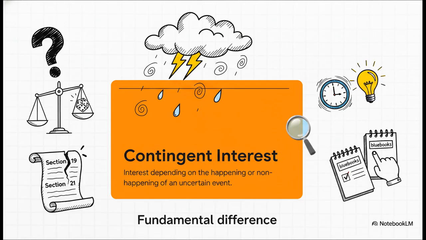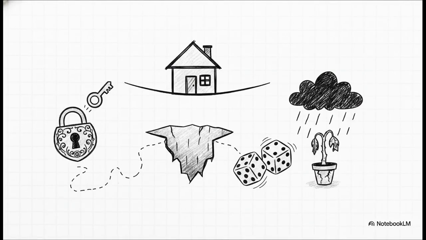Under Section 19, we spoke of a certain event. But here, under Section 21, the entire legal right hinges on an uncertain event. It's essentially a game of chance. If the event doesn't happen, the interest simply evaporates into thin air. Note down these exact features. Subject to condition precedent. Creates uncertain right. May or may not become vested. Fails if condition not fulfilled.